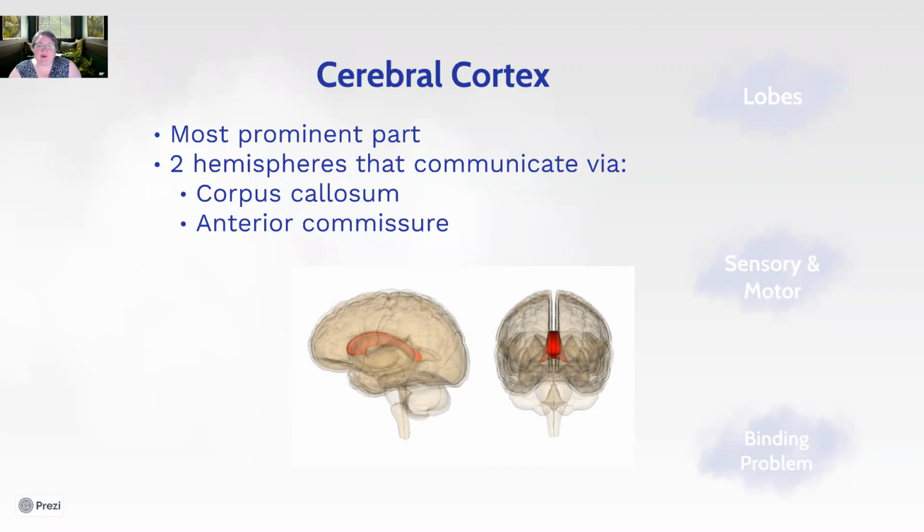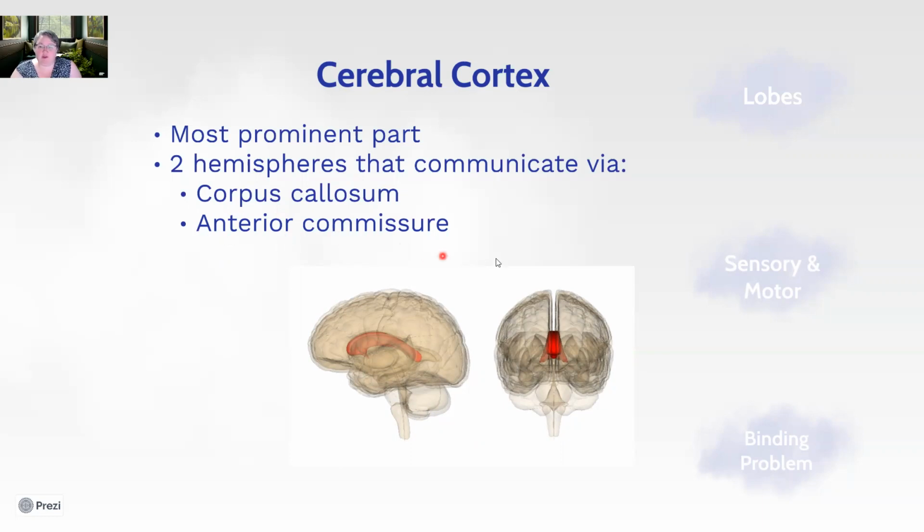Hey everyone, in this video, we are going to talk about the cerebral cortex. So in our last video, we introduced the brain, talked about some main divisions and key structures, and I told you guys I would go ahead and talk about the cerebral cortex in a separate video because there's a lot to it. The cerebral cortex is the most prominent part of our brain, and we have two hemispheres, the left and the right hemispheres, and those hemispheres communicate with each other through the corpus callosum and the anterior commissure.